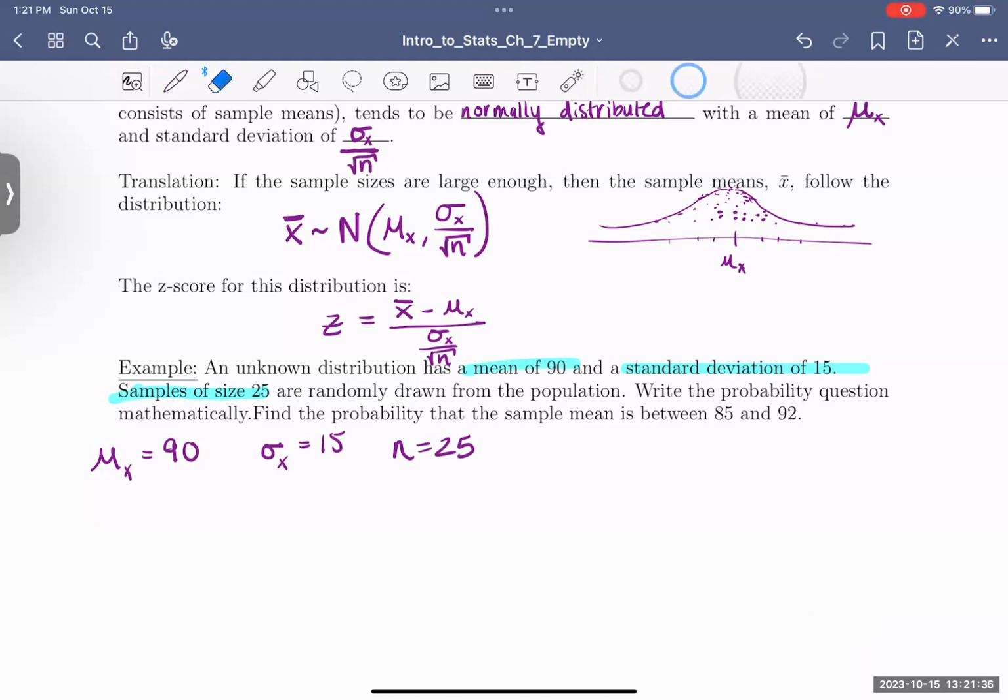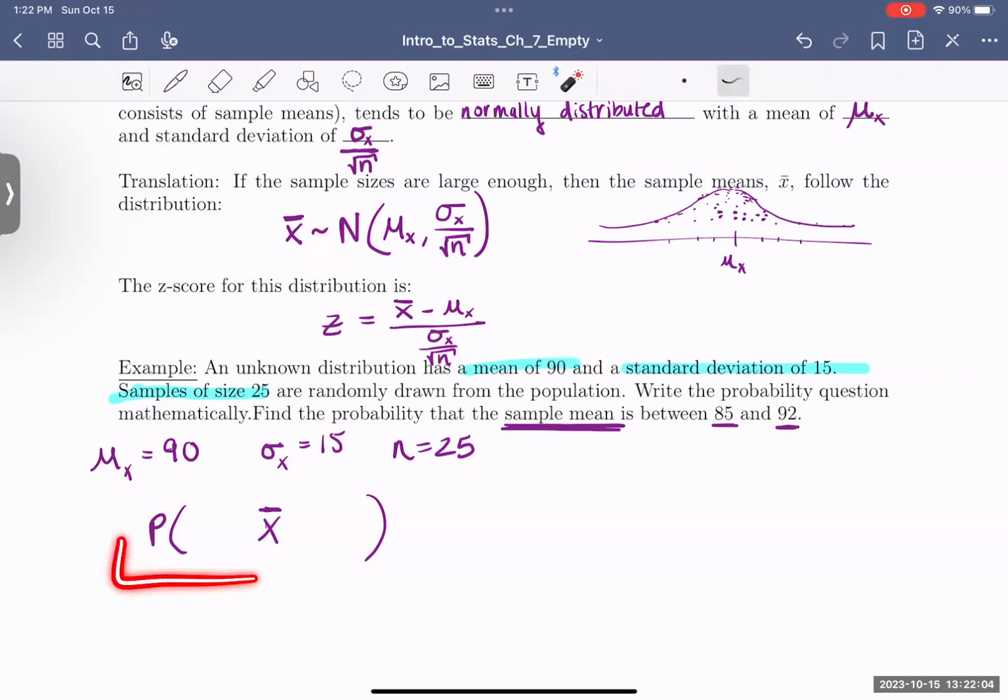Write the probability question mathematically and then find the probability that the sample mean is between 85 and 92. The probability that the sample mean is X bar. It's not a regular X, it's X bar. That's all the way from chapter 2, I believe. X bar was our sample mean.